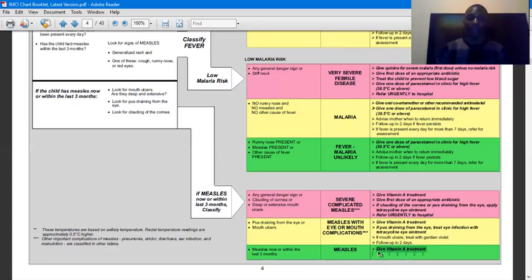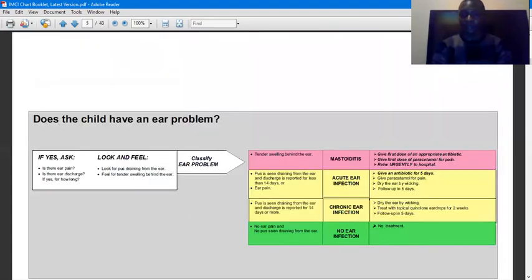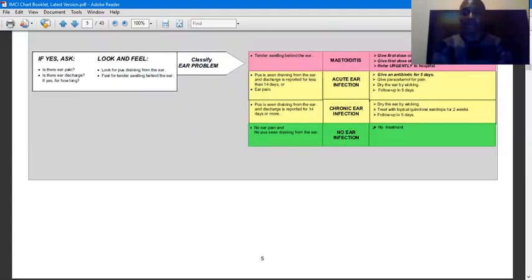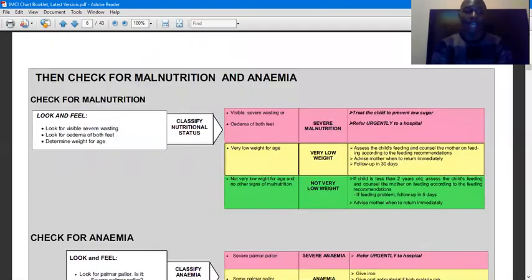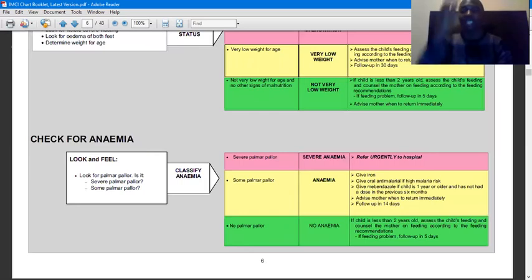So that is how you can classify fever according to IMCI. So we can look at other problems such as ear infections, anemia, and also malnutrition. These are other symptoms that have been stated in IMCI and you need to know how to classify them.